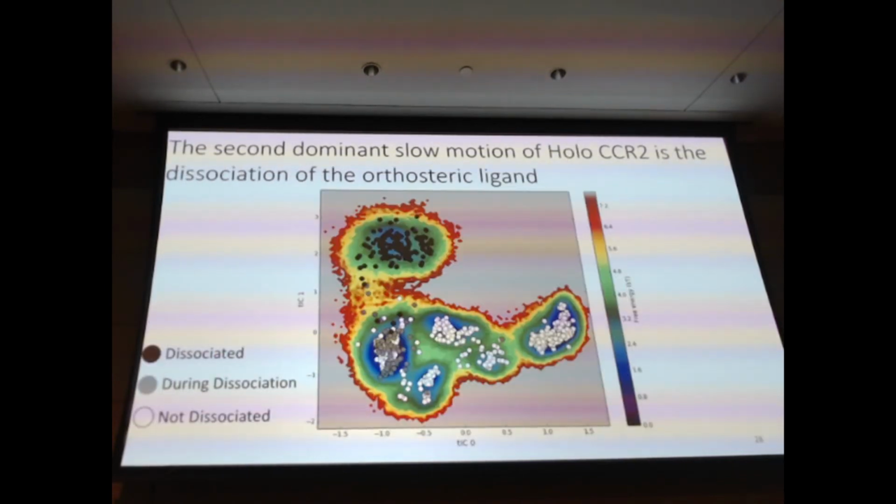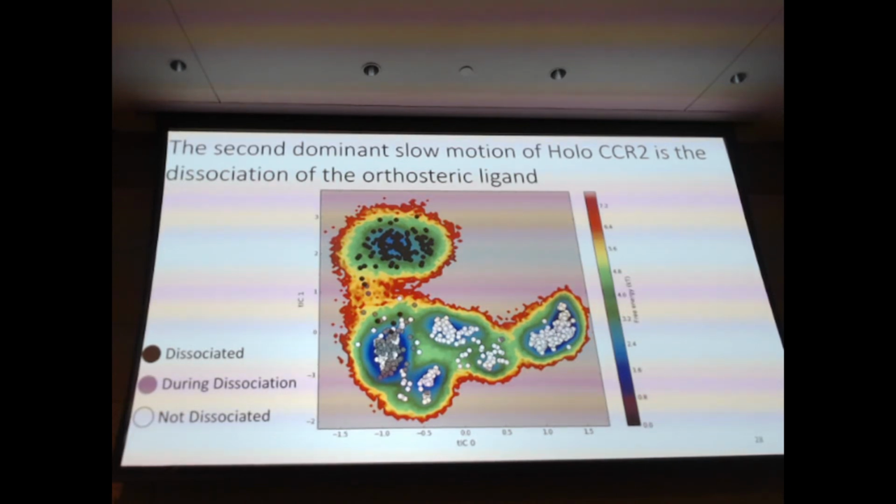So the second dominant slow motion in HoloCCR2 isn't just one residue change like APO, it's actually the dissociation of the orthosteric ligand, which only happens in one simulation, so take that with a grain of salt. But it allows the protein to access a very different conformational space. And so here, the white circles are clusters that have never had a ligand dissociate. The gray are during that microsecond of dissociation, and the black are post-dissociated states.